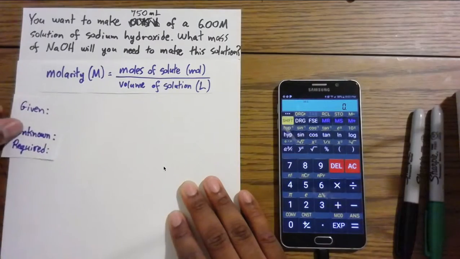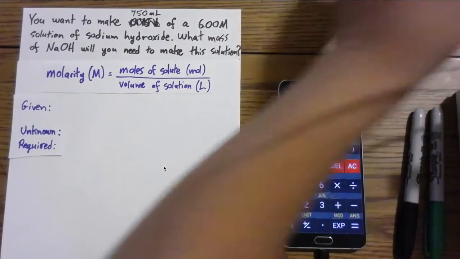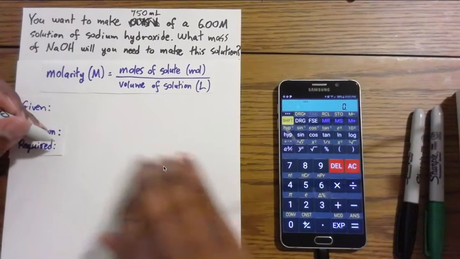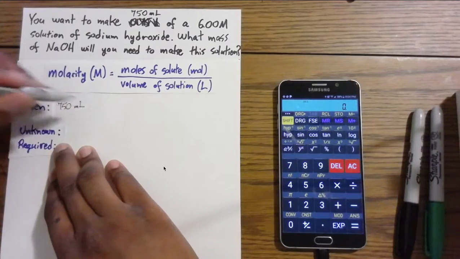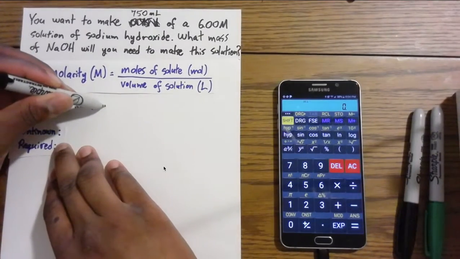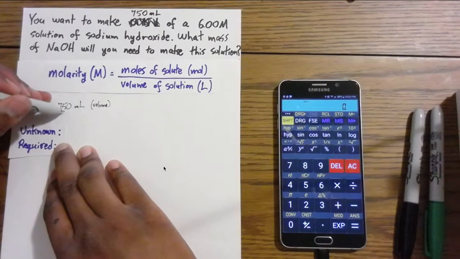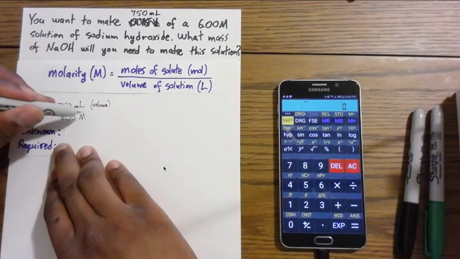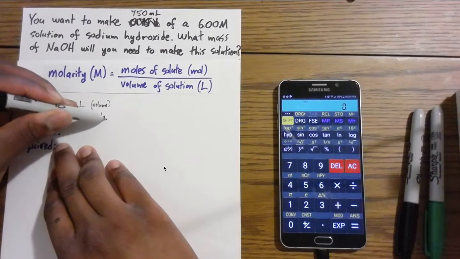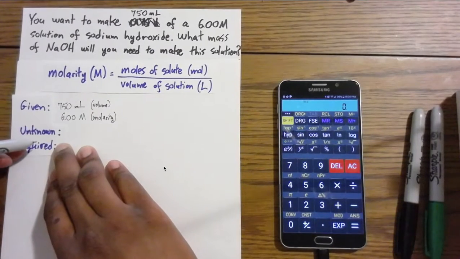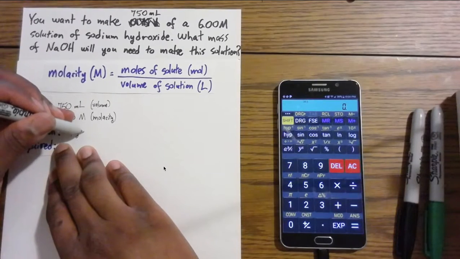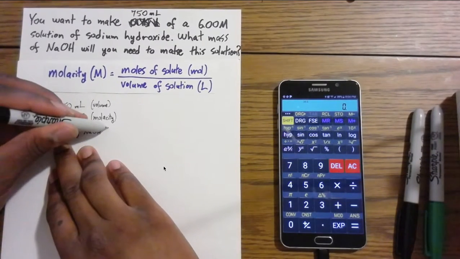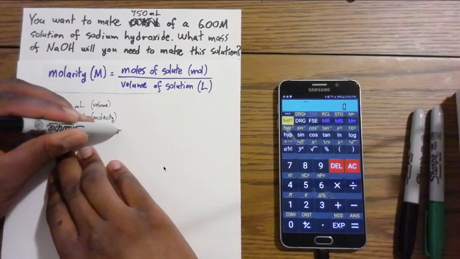So in this problem, we are given the volume, which is 750 milliliters of solution. So we're given our volume, and we are also given our molarity, which is a 6 molar solution. Our unknown is the mass of NaOH. So how many grams of NaOH? That is our unknown, the mass.